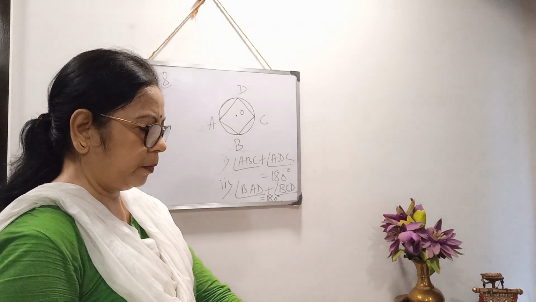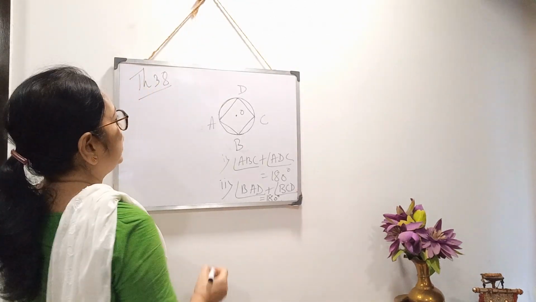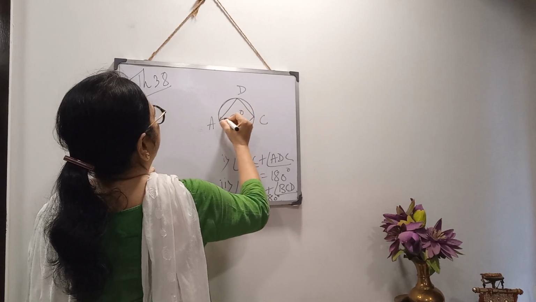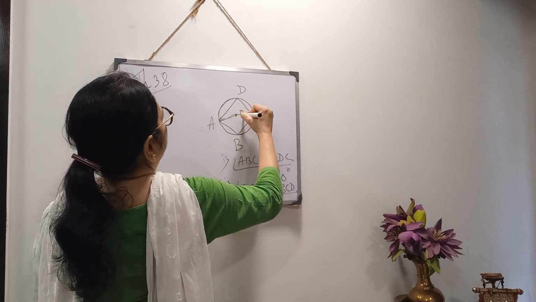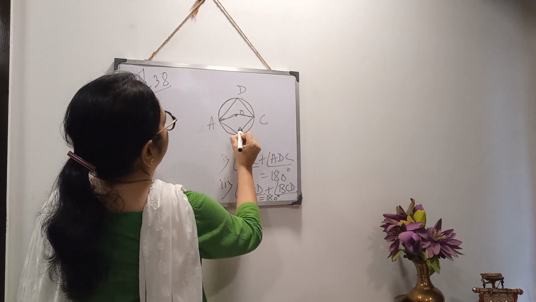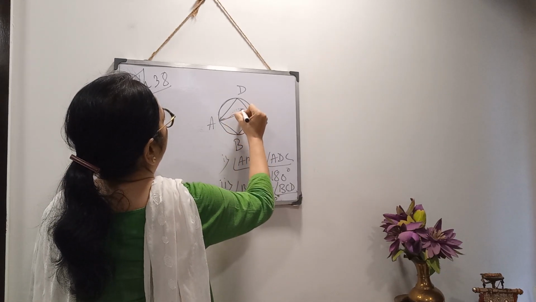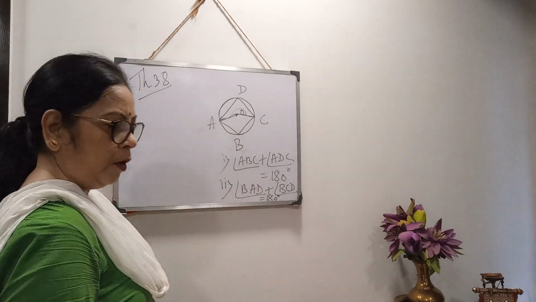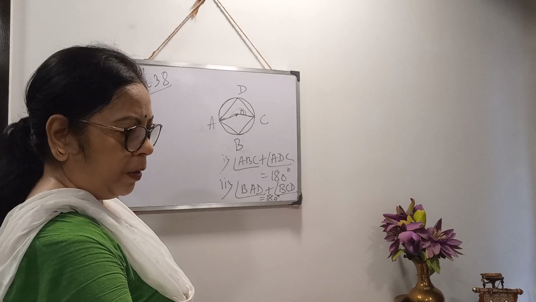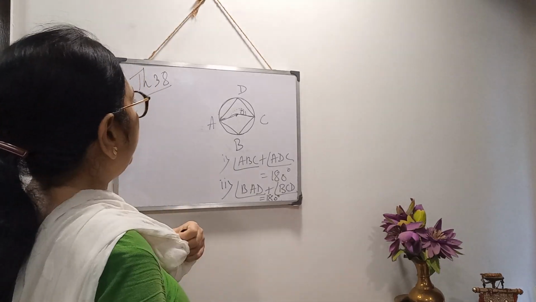Now we will join AO. O is the center. AO and OC joined. Clear? Now with respect to this angle, this is the reflex angle. Clear? With respect to angle ABC, this is the reflex angle.